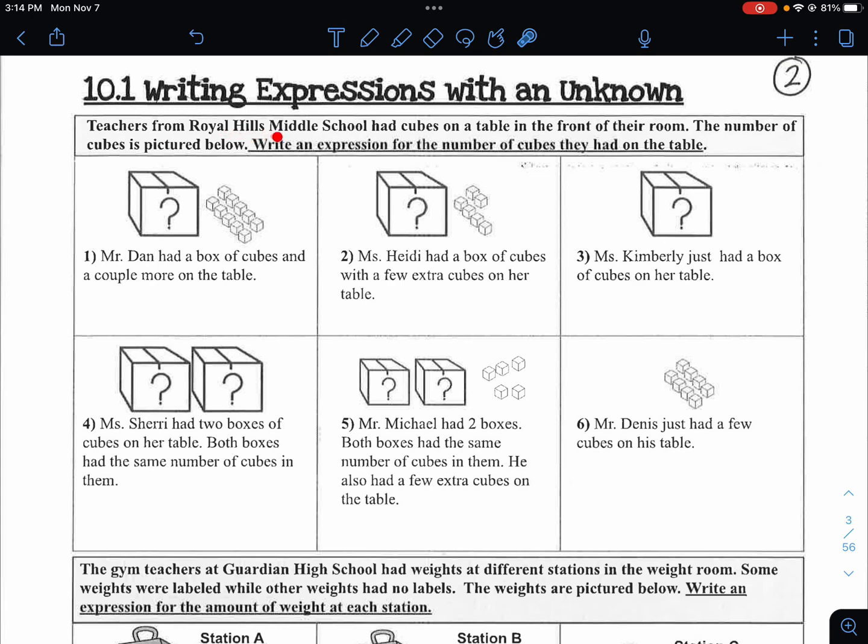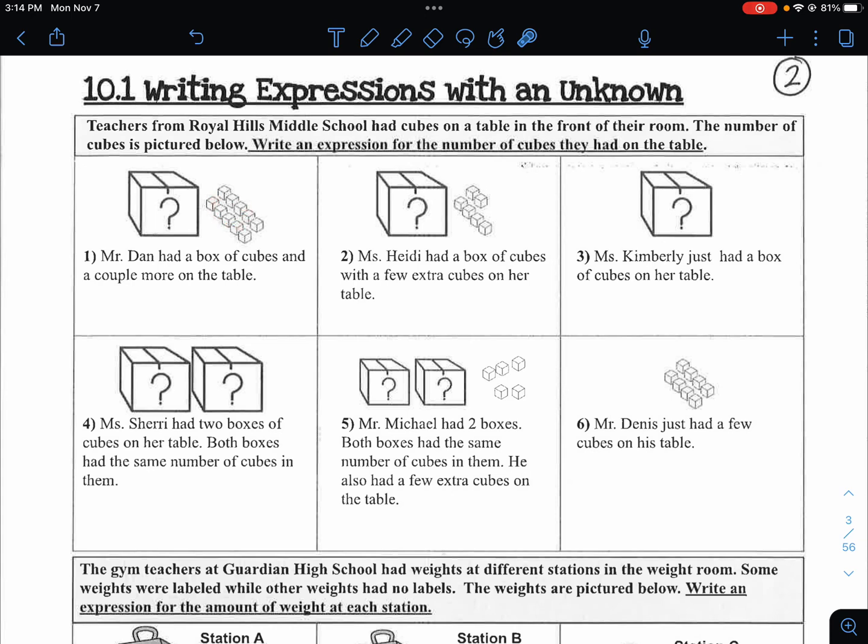It says, teachers from Royal Hills Middle School had cubes on a table in front of their room. The number of cubes is pictured below. Write an expression for the number of cubes they had on the table. Let's take a look at number one. Mr. Dan had a box of cubes and a couple more on the table. So how can I write a mathematical expression for how many cubes he had?